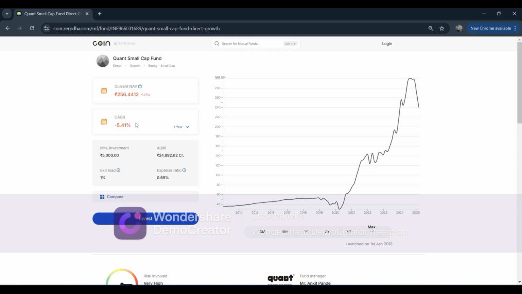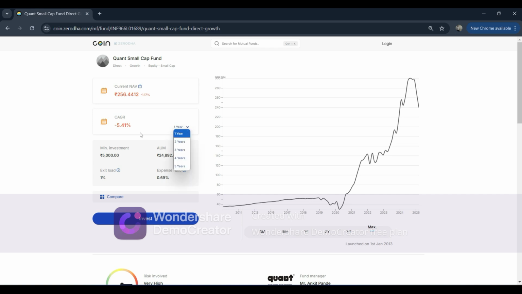Now this is CAGR. What does the CAGR state? CAGR states compounded annual growth rate. It means every year this mutual fund has given returns on what percentage basis. So, compounded annual growth rate. We'll come to that in detail when I discuss what compounding is exactly.